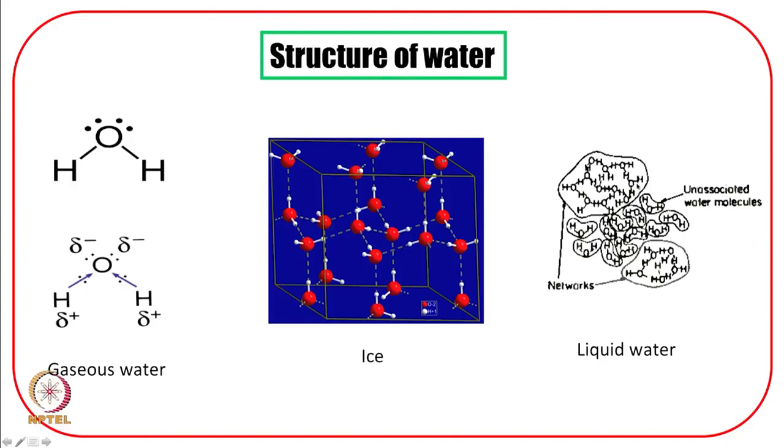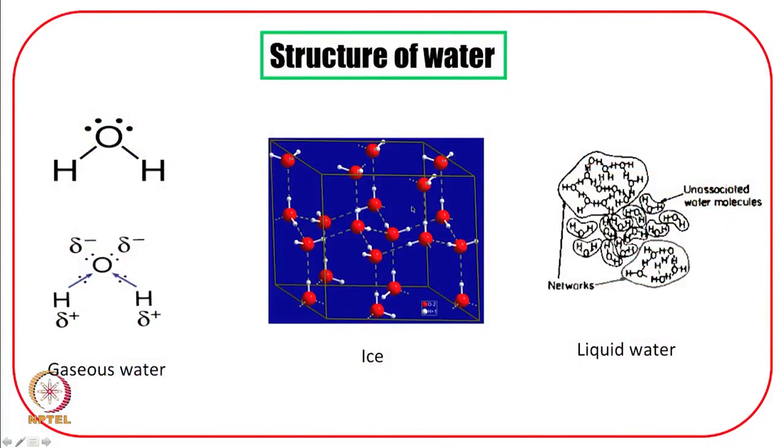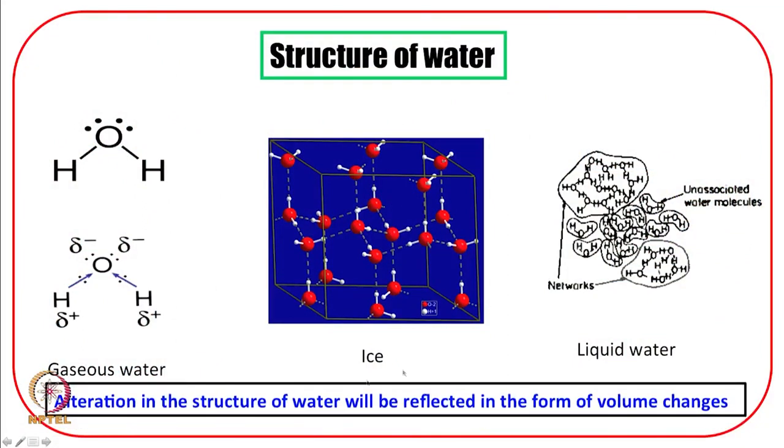Obviously, the volume here is different than the unassociated water molecule. That means the volume of ice is different than the volume of liquid water, and we have been taught even in school that the density of ice is different than the density of liquid water. Density of ice is less. That is because the water molecules are far apart through hydrogen bonding. This alteration in structure of water will be reflected in the form of volume changes. What I mean is, when you add a solute, if it strengthens the hydrogen bonding in water, then the volume will change, or if it disrupts the hydrogen bonding in water, then the volume will change.